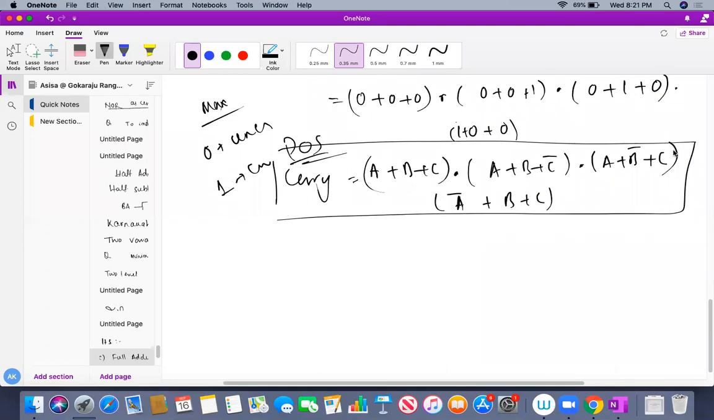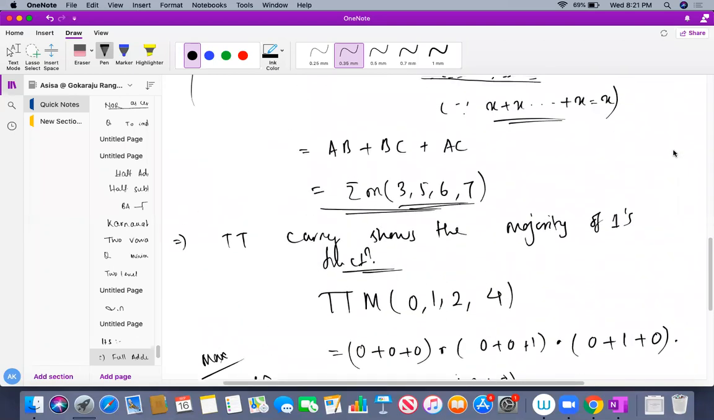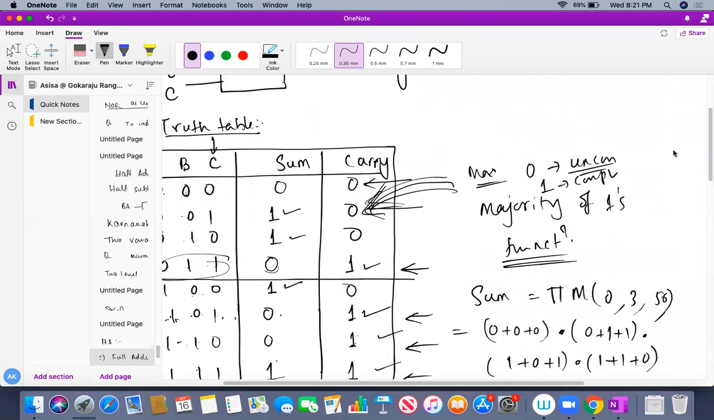So one important point here: by looking into the carry's truth table, it is actually the majority of ones function. That is very important. Somewhere we are going to use those things in some places. Okay, now we'll see a little bit more about the realizations.